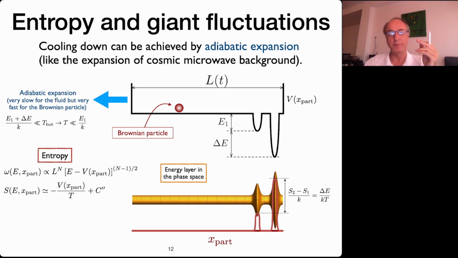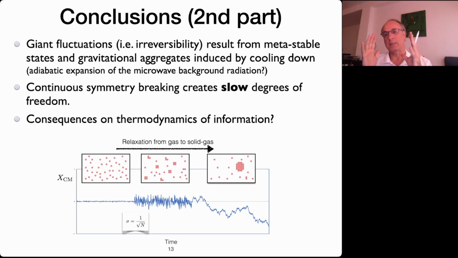Of course, in the universe it would be that the radiation cools down, and then gravitational aggregates can be created, and this is the idea of how these very giant fluctuations of very low entropy states can be created in the universe. My example has two wells, so it's a symmetry breaking, but with this discrete symmetry breaking.